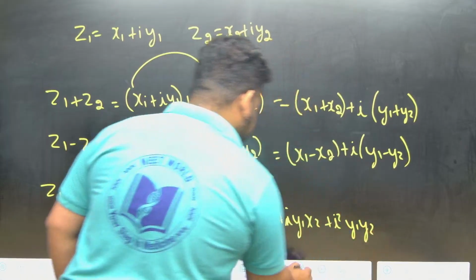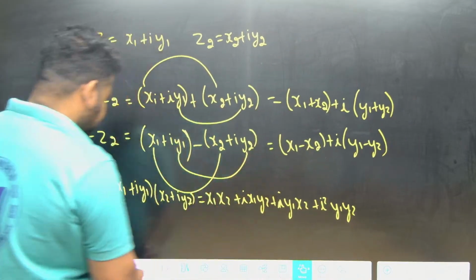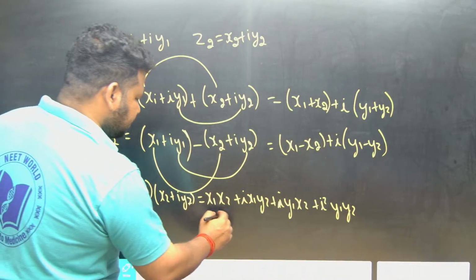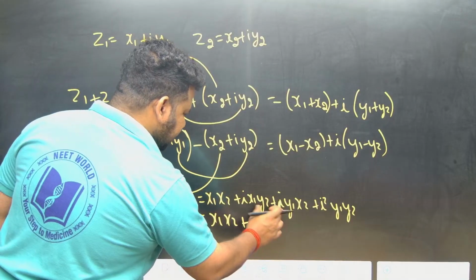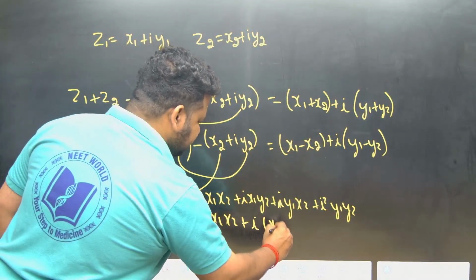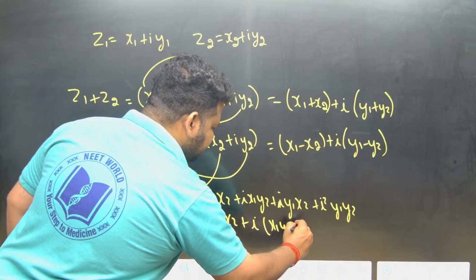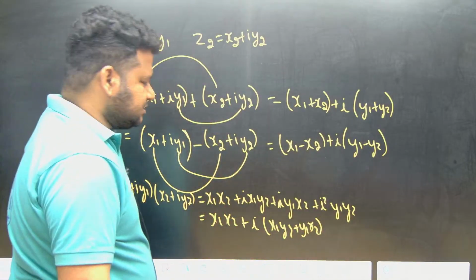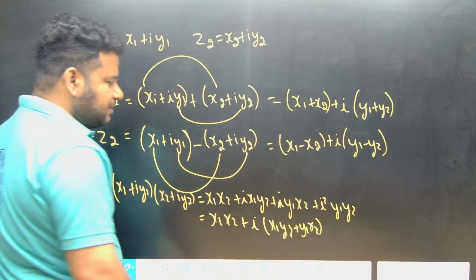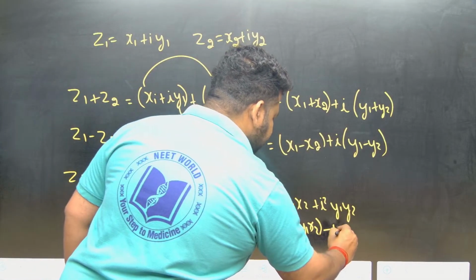Now let us simplify this multiplication. x1 x2, this will become x1 x2. Plus i into, I can take common here, it will become x1 y2 plus y1 x2. So what about this? This is i square, that is nothing but minus 1, so minus y1 y2.